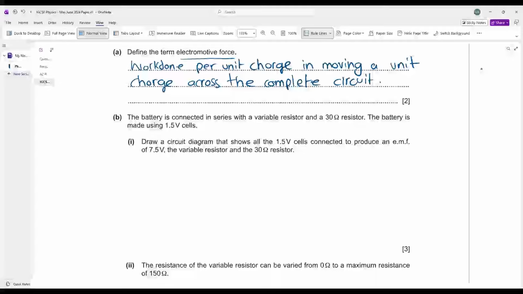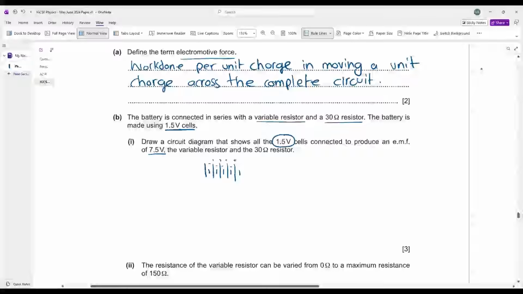The battery is connected in series with a variable resistor and a 30 ohm resistor. The battery is made using 1.5 volt cells. Draw a circuit diagram that shows all the 1.5 volt cells connected to produce an EMF of 7.5 volts. बेटा 1.5 वोल्ट के सेल्स को किस तरह लगाओगे कि 7.5 बन जाए? इन सीरीज. हाउ डू यू कनेक्ट सेल्स इन सीरीज? नेगेटिव विद पॉजिटिव, नेगेटिव विद पॉजिटिव. These are 5 cells, 1.5, 1.5, 1.5, 1.5, 1.5.